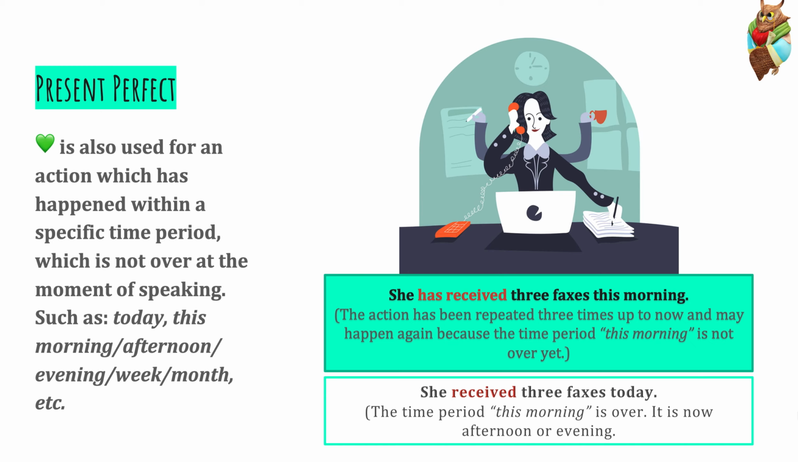That's why in the second example we have just a point in the past, and in the first example we have something which has not finished yet. The time period is not over yet.